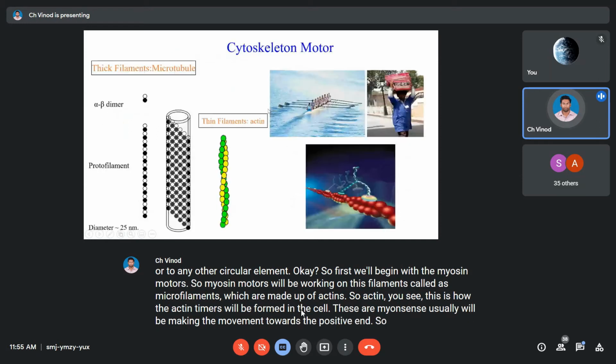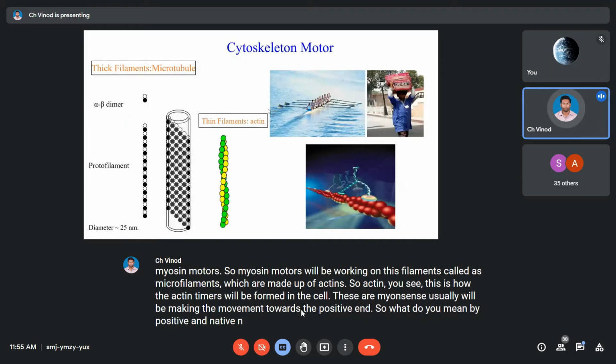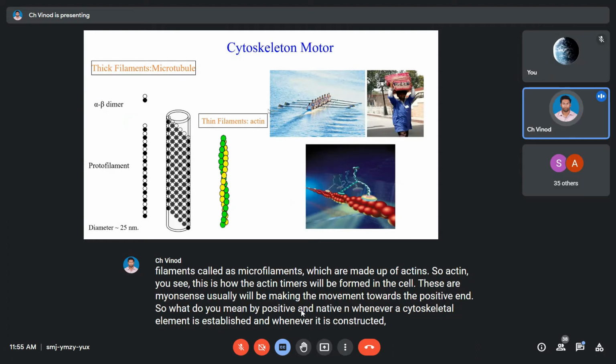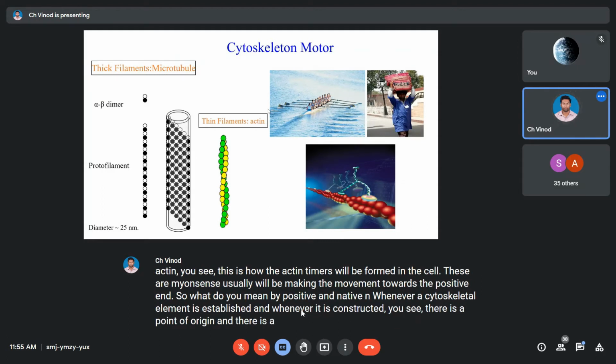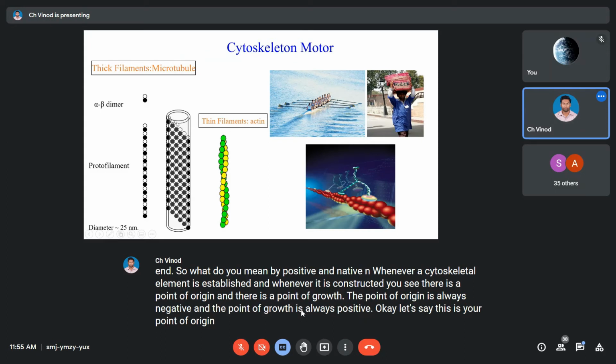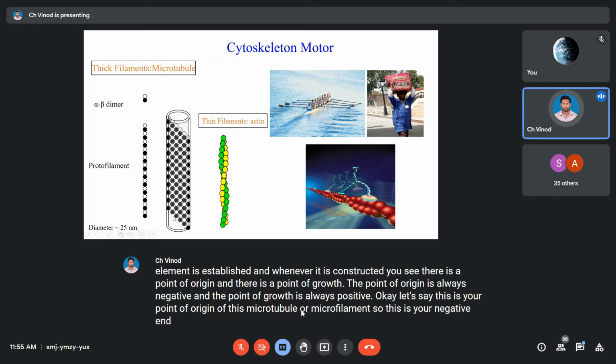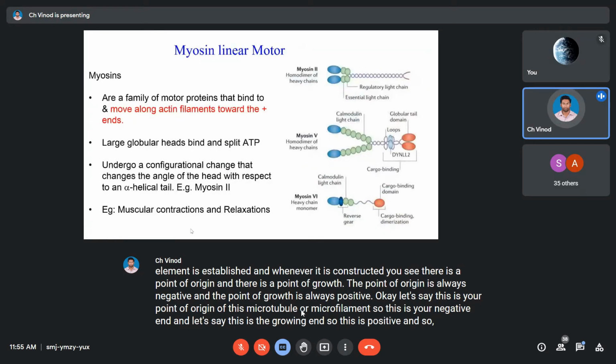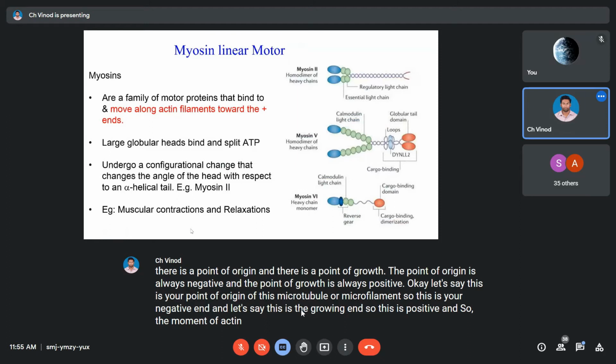So what do we mean by positive end and negative end? Whenever a cytoskeletal element is established and constructed, there is a point of origin and a point of growth. The point of origin is always negative and the point of growth is always positive. Okay, let's say this is the point of origin of this microtubule or microfilament. So this is your negative end. And let's say this is the growing end. So this is the positive end. So the movement of myosin on actin filaments will always be from negative to positive end.